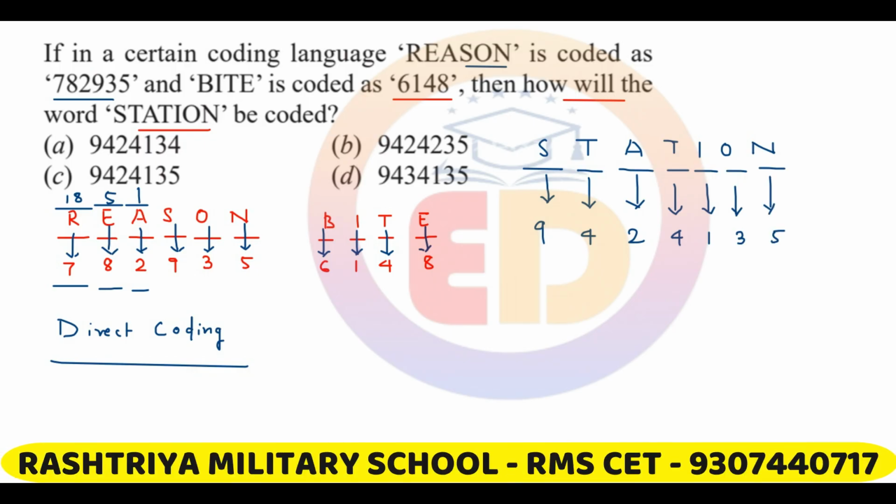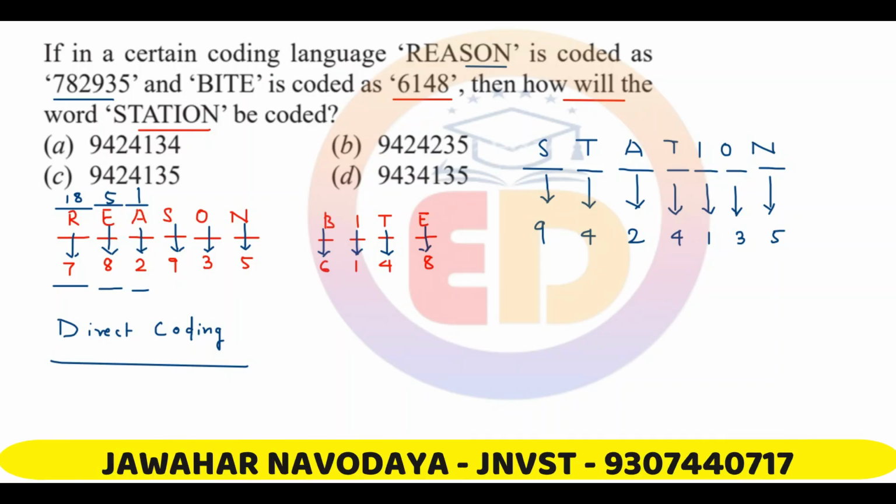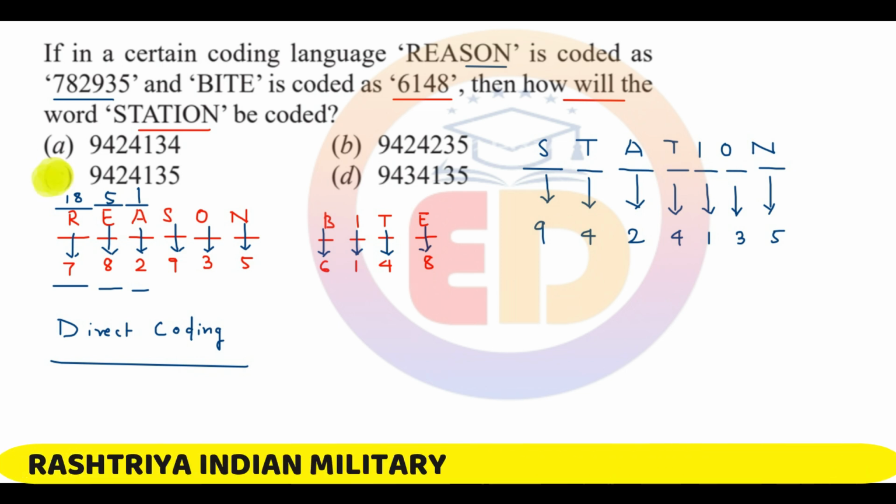Answer is 9424135. That answer is option number C. A case of direct substitution or direct coding.